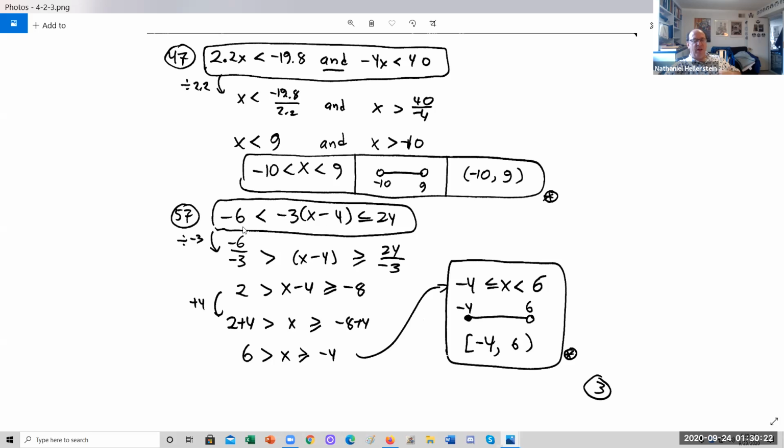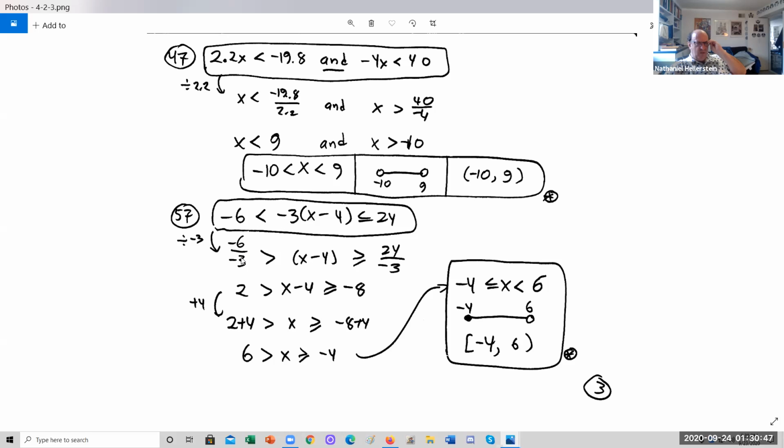Here you have the double inequality, one with a less than sign, one with a less than or equal sign. Negative 6 is less than negative 3 times (x minus 4) is less than or equal to 24. Now, there are several paths to a solution here. I could distribute the negative 3 and then work from there, but I think it saves a step just to divide throughout by negative 3.